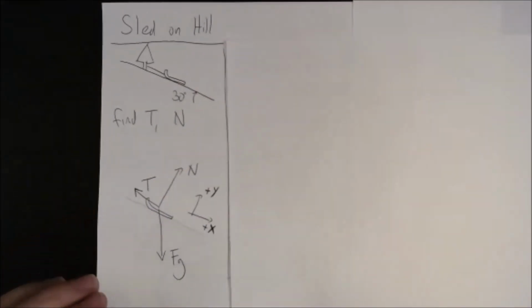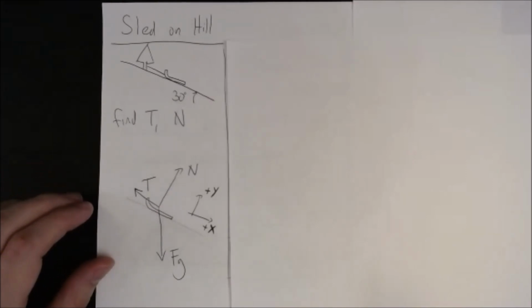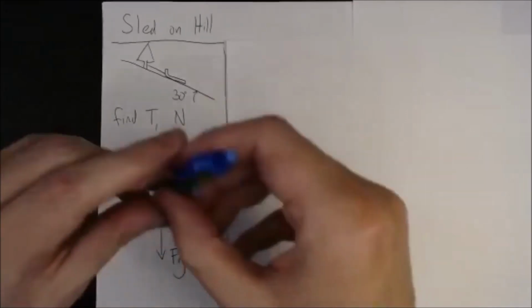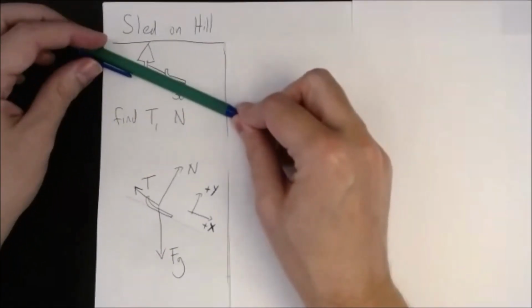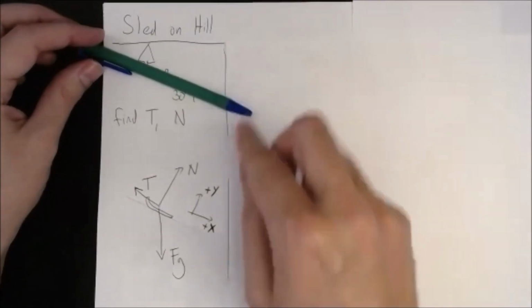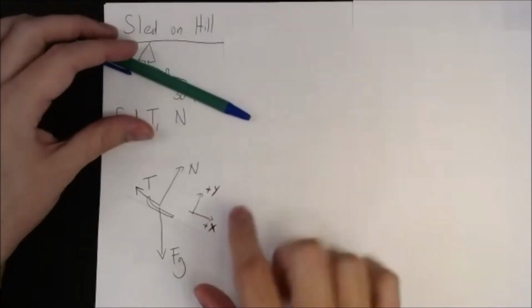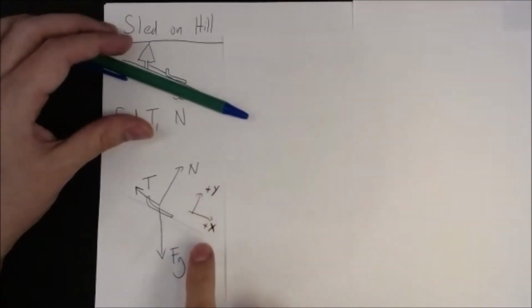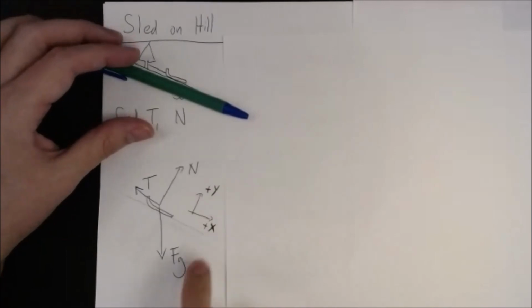Okay, well, what do we do? We break it up into X and Y, just the same way we did with the previous problem. Very often when you've got hills, when you've got inclines and angles, you're going to do this right here with your X and Y axes like that. So get used to doing this kind of thing.